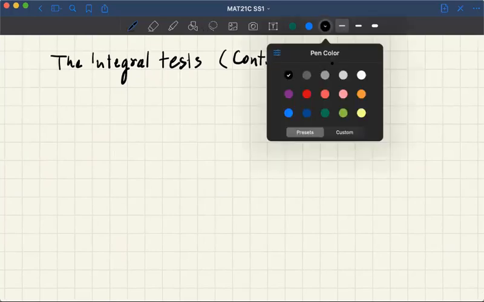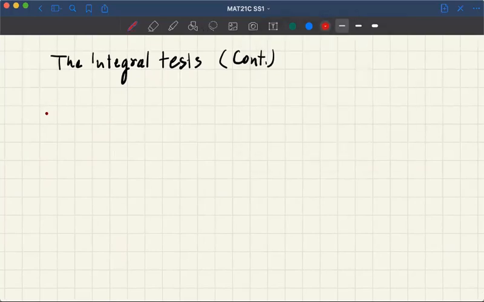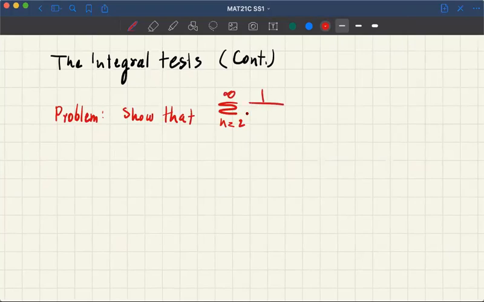You probably see a problem in your homework that asks you to solve some problem like this. Show that the sum converges, 1 over n times ln of n raised to some power. In this case, it's squared. Show that this converges.